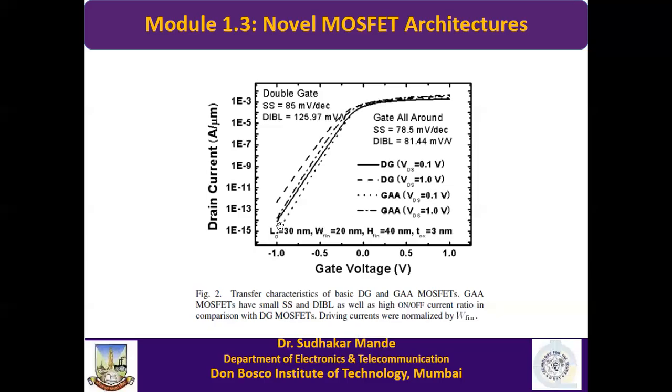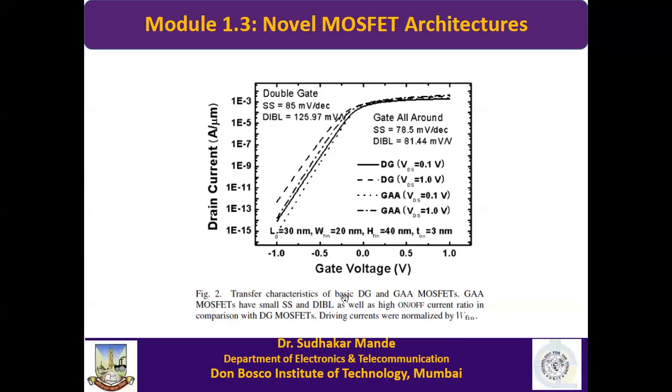So leakage current is very less in case of GAA MOSFET. Even if you increase the drain to source voltage to 1 volt, there is not much change. From this to this it changes. But if you see the double gate MOSFET, when the drain to source voltage is less, this is your leakage current. And when you increase drain to source voltage to 1 volt in the double gate MOSFET, that current increases this much.